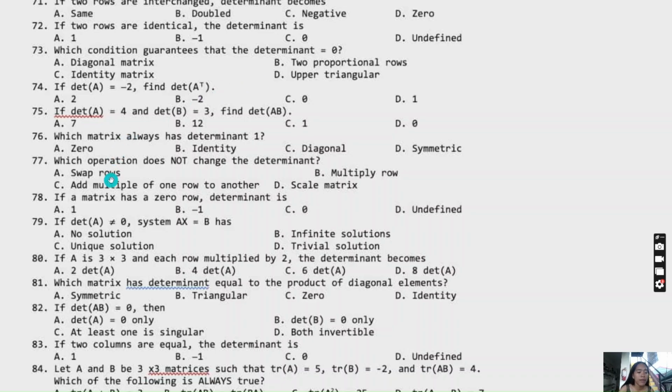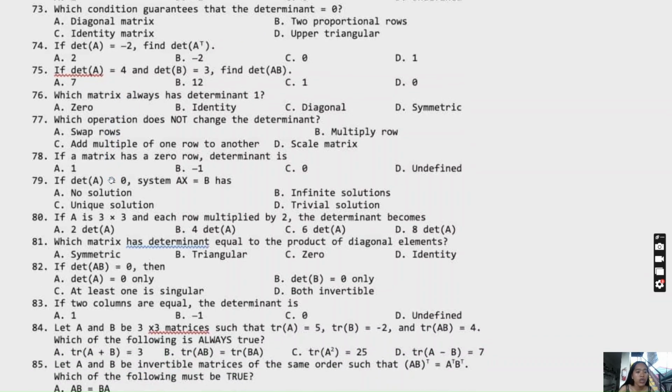So we are now in item 73. Which condition guarantees that the determinant is equal to 0? So the answer for 73 is letter B, two proportional rows. If one row is a multiple of another row, then the rows are proportional. That means the rows are not independent. And whenever a matrix has two proportional rows, its determinant is automatically 0. So the correct answer is letter B.